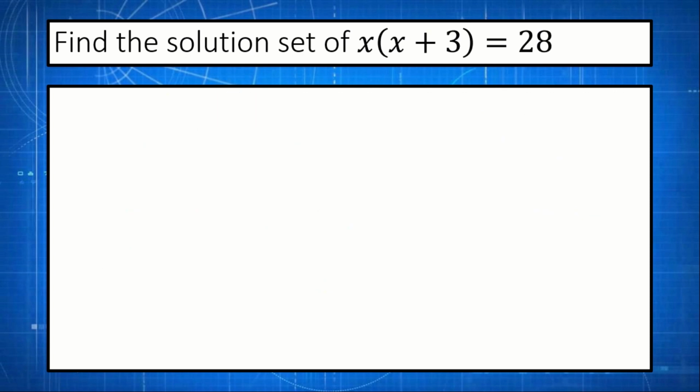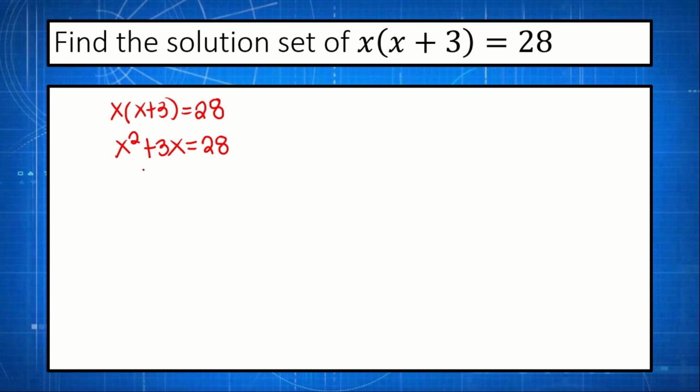Okay, let's have example number 2. Find the solution set of x multiplied to x plus 3 is equal to 28. So again, the first thing that we need to do is to make this equation in standard form. So we apply distributive property. We have x times x, that's x squared, plus x times 3, we have 3x is equal to 28. So this is not yet in standard form.